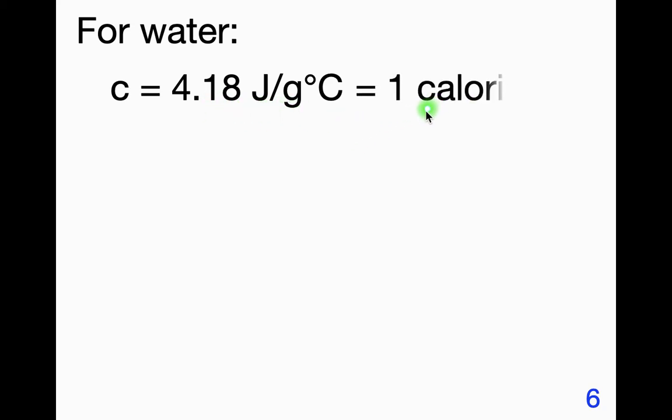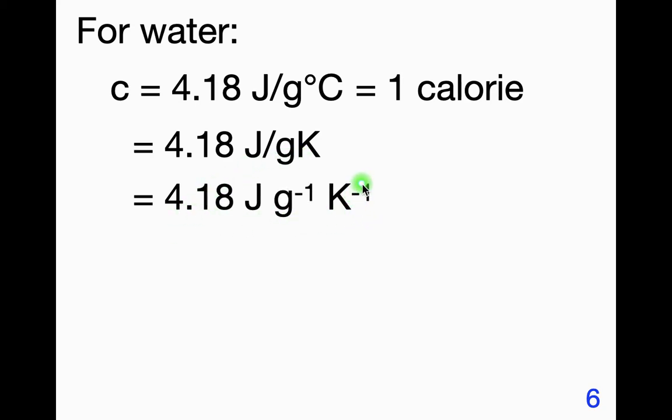Now, that is, in fact, also the definition of a calorie. 1 calorie is 4.184 joules per gram degrees Celsius. A calorie is the amount of energy necessary to raise 1 gram of water 1 degree Celsius. We could also say 4.184 joules per gram kelvins.